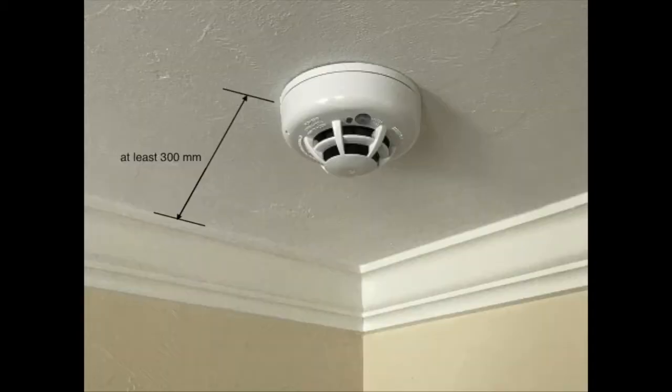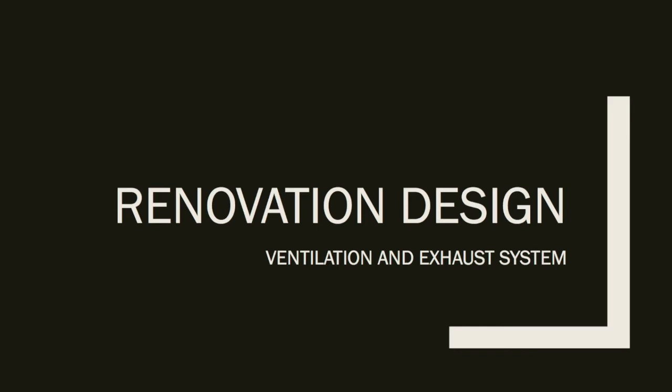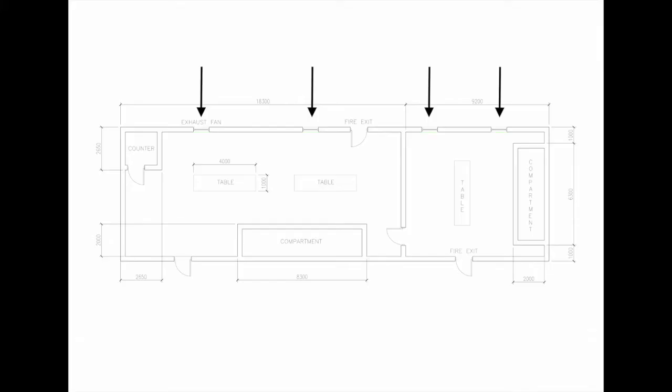Fourth, smoke alarms will be installed on the ceiling at least 300 mm from the nearest wall. Fifth, holes will be drilled into the ceiling. Lastly, the alarm will be mounted. Ventilation and exhaust system. Four exhaust fans will be installed, two in the soil mechanics laboratory and the other two in structural, hydraulics, and materials laboratory.